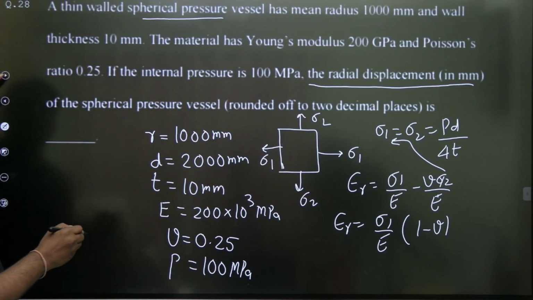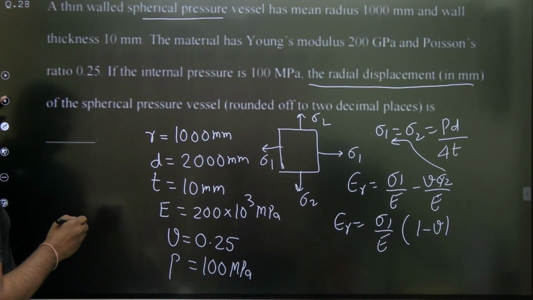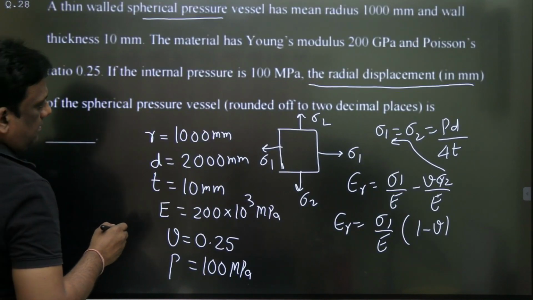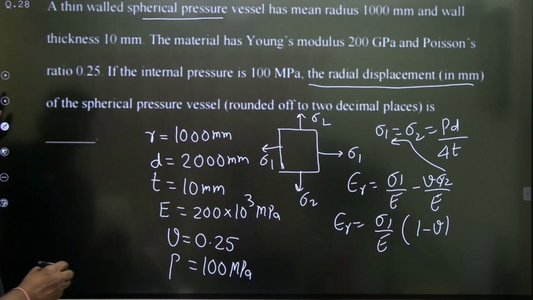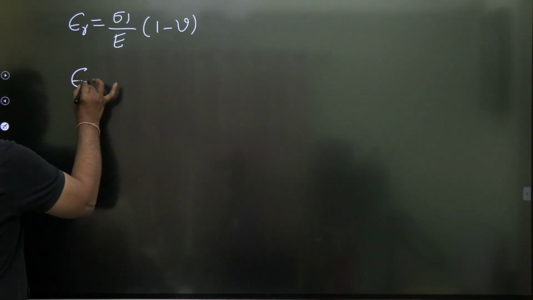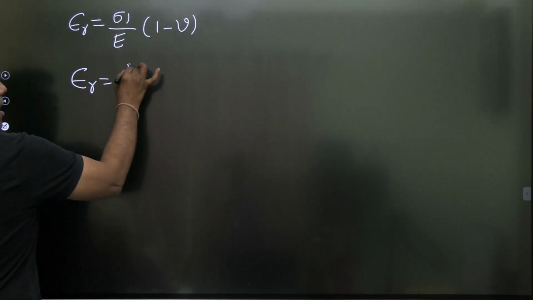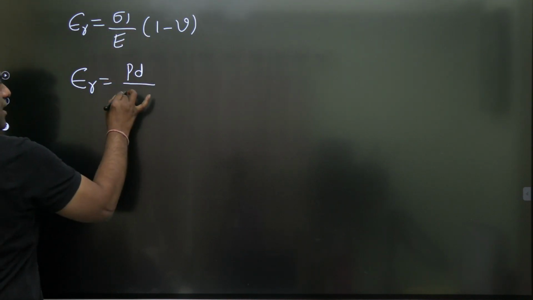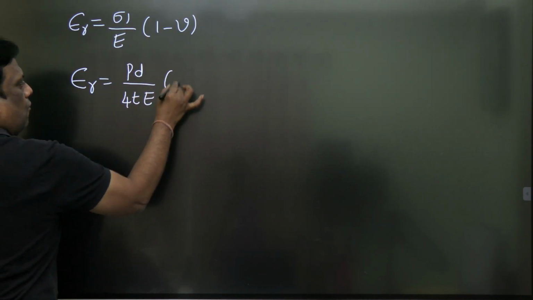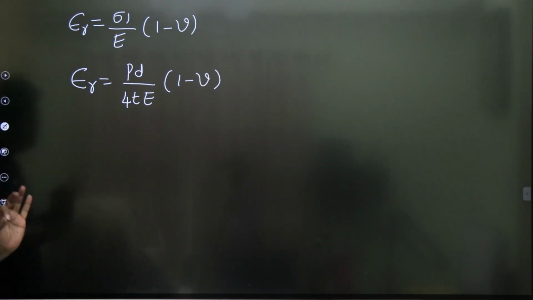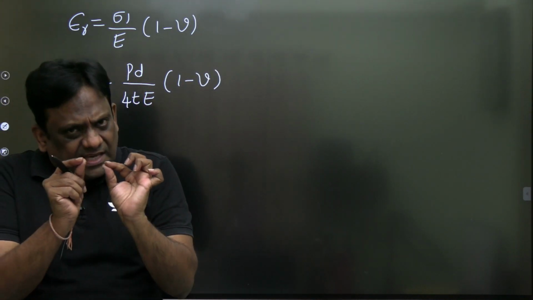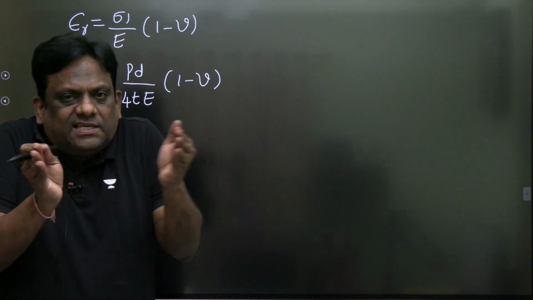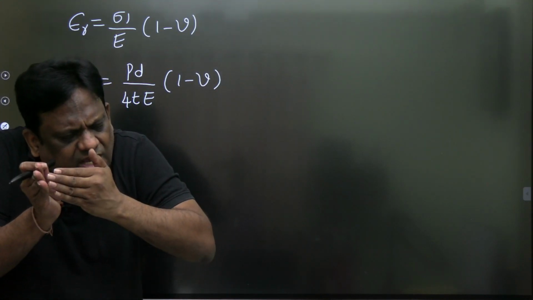Now, is the Poisson's ratio given as 0.25? Look, sirs, carefully, no tension. I will write this as sigma 1. Already sigma 1 is PD by 4T, into 1 minus nu by E. What is he asking? Radial displacement. That means he is asking for the change in the radius. How much is the radius displaced? Radial displacement is nothing but the change in the radius.